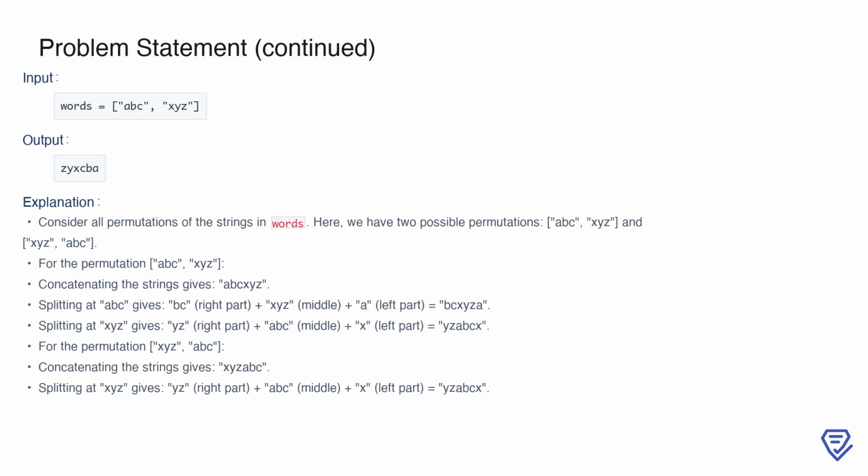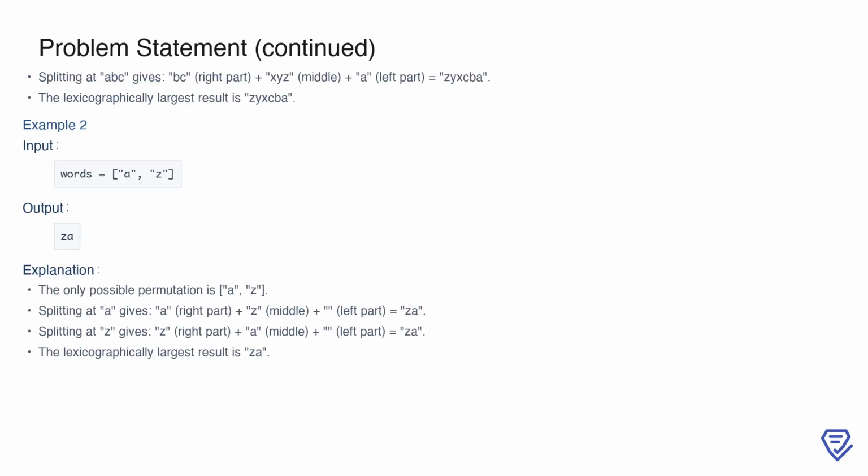Now, considering the second permutation, XYZ, ABC, the concatenated string is XYZABC. Splitting the string XYZ results in the same string as before. However, when we split the string ABC in the permutation XYZ, ABC, the right part becomes BC, the middle is XYZ, and the left part is A. Rearranging these parts produces the string BCXYZA. Comparing all the possible results from the splits and permutations, the lexicographically largest string is YZABCX.